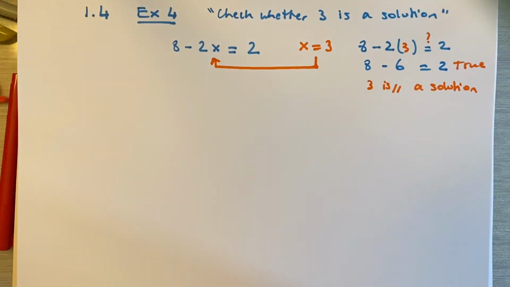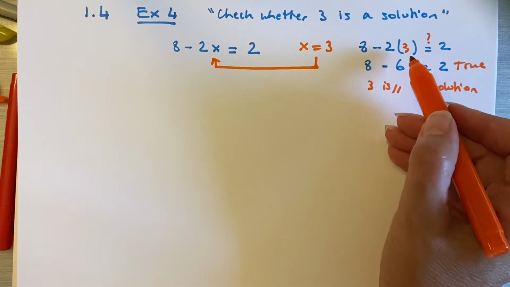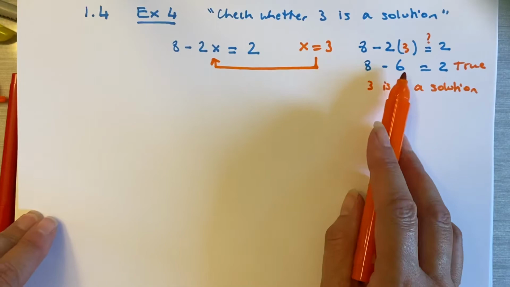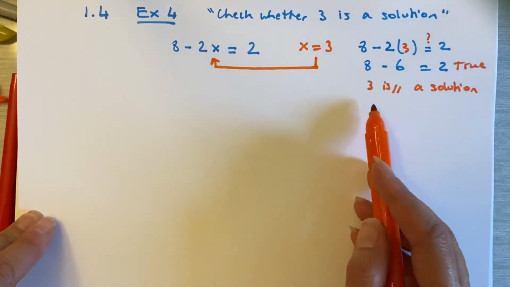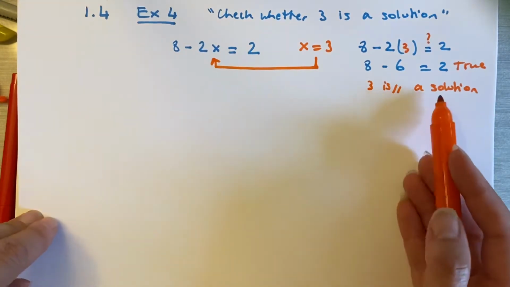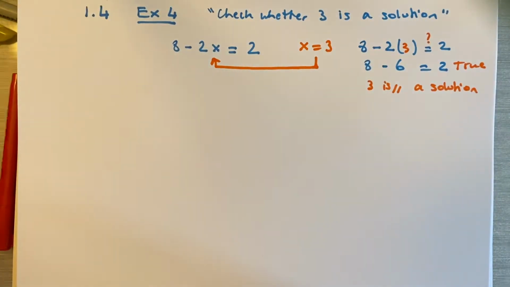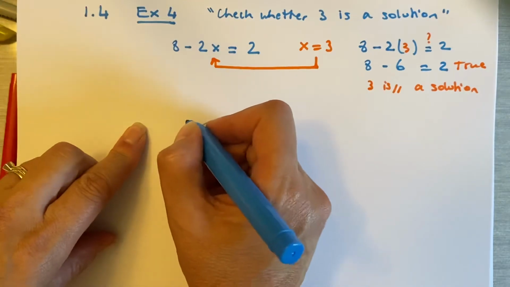If I had used another number, say 2, then you would work it out, see that 8 minus 4 is not 2, and you say that's false. 2 is not a solution. But because we used 3, it is. So I'm not going to go through all the examples, but I am going to go through one with an inequality, so we can look at that as well.